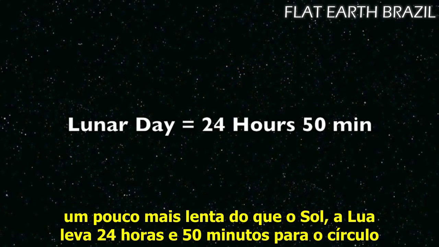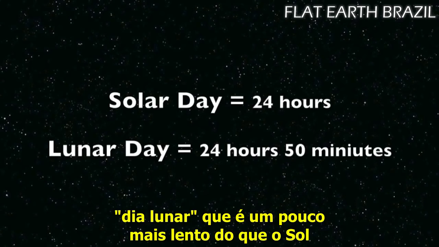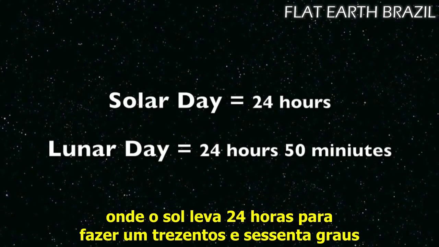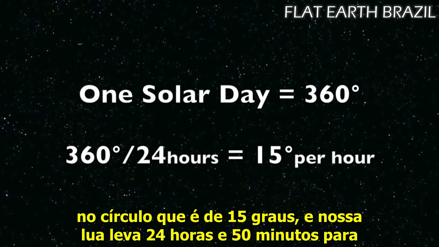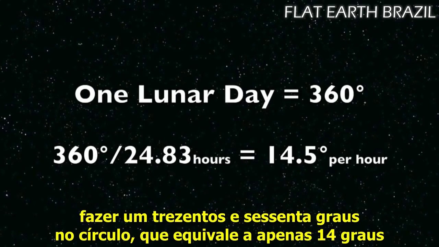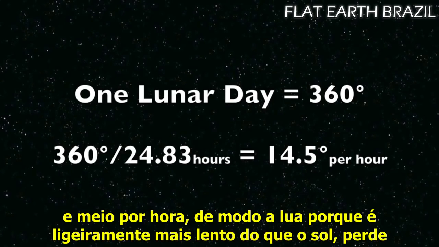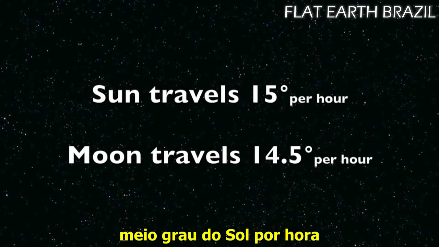Now the moon also circles above the flat earth, but the moon is slightly slower than the sun. The moon takes 24 hours and 50 minutes to circle the flat earth. That's what's called a lunar day. It's slightly slower than the sun. So where the sun takes 24 hours to make one 360-degree circle, which is 15 degrees an hour, the moon takes 24 hours and 50 minutes to make one 360-degree circle, which equates to only 14.5 degrees per hour. So the moon, because it's slightly slower, loses a half a degree on the sun per hour.